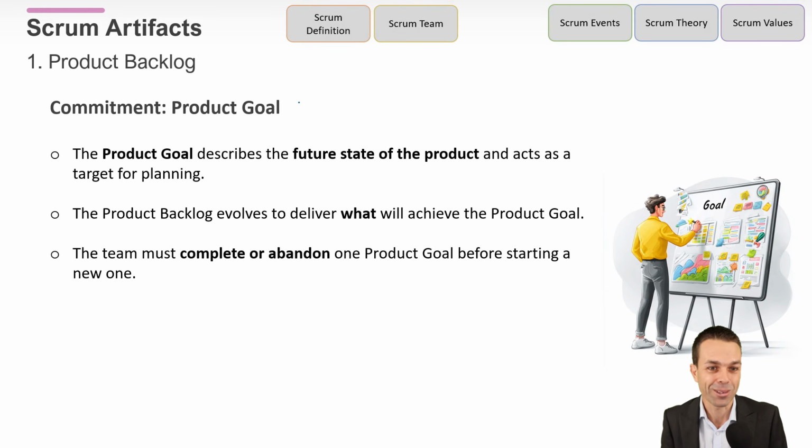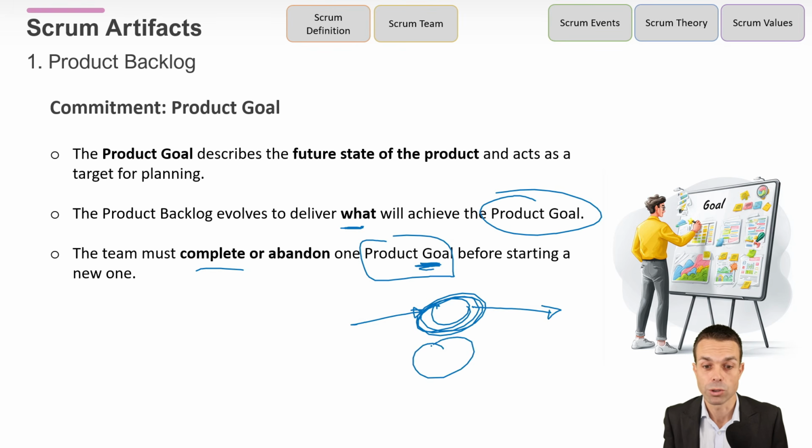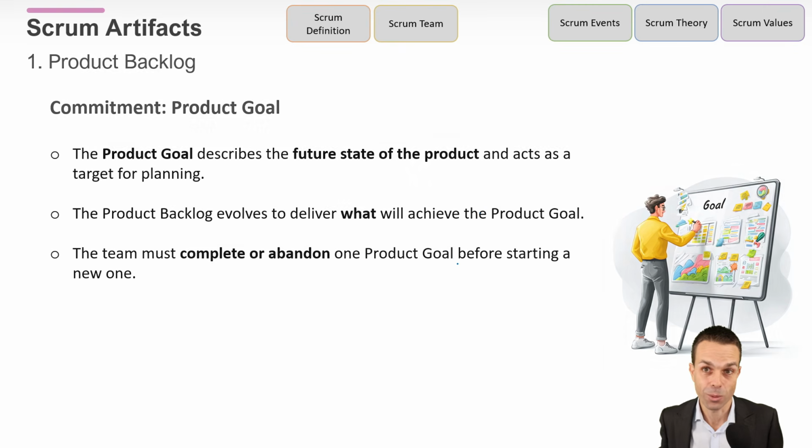Now, the commitment is our product goal. The product goal describes that future state of the product, and it's our target. It's what we're aiming for. The product backlog evolves to deliver what we're going to do to achieve that product goal. The team must complete or abandon one product goal before starting a new one. Now, this is important for any of your Scrum exams. If you get a question around this, we can't have two product goals at the same time. So we have one, and we aim for only one. And if we don't want to do it anymore, we abandon it. We don't just do 2 or 3 at the same time. So always focusing on one product goal. That's very important for your exams.